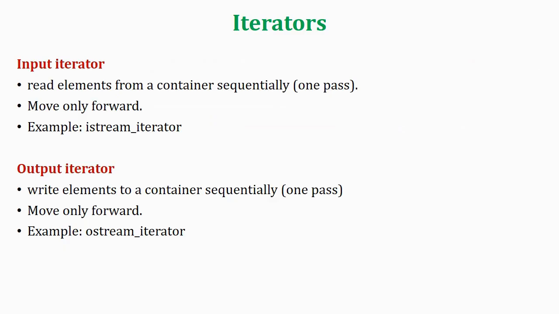The first one is the input iterator. It reads elements from a container sequentially, that is one pass, and moves only forward. Example, istream iterator. The next one is the output iterator. It writes elements to a container. This is also sequential, one pass, and moves only forward. Example, ostream iterator.